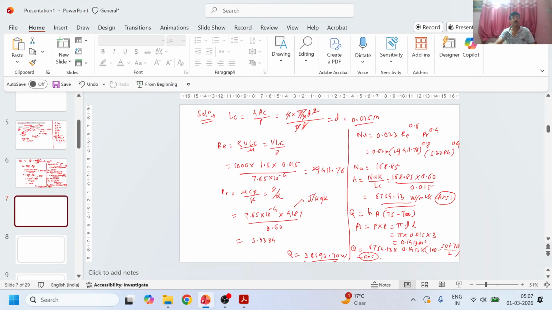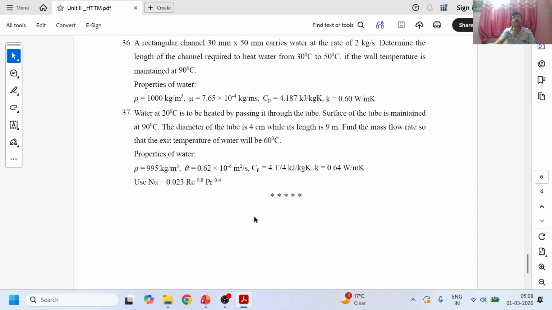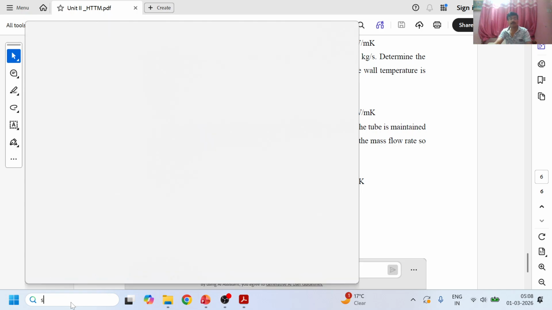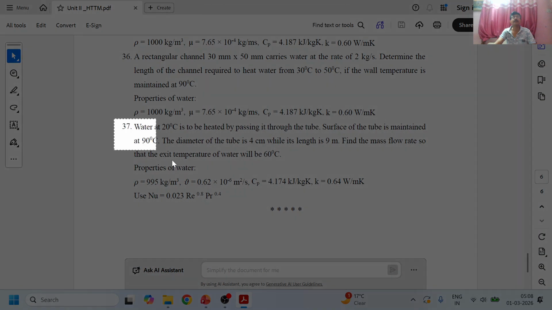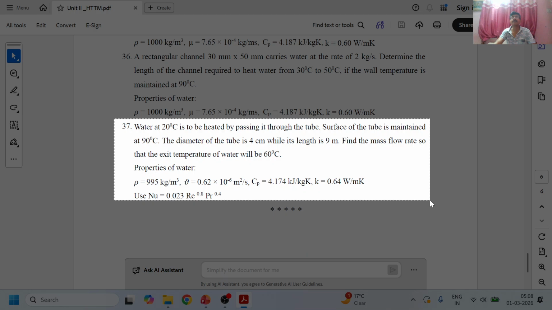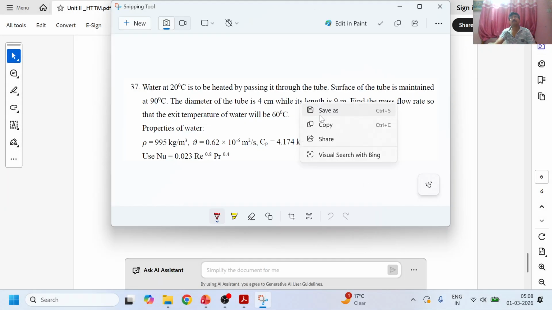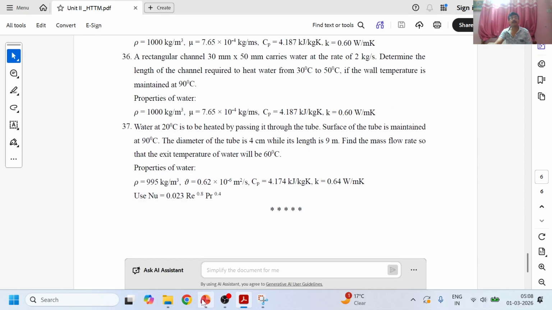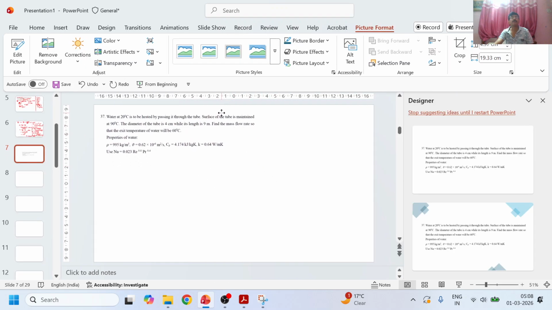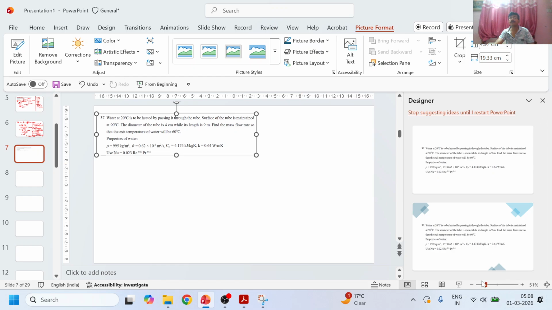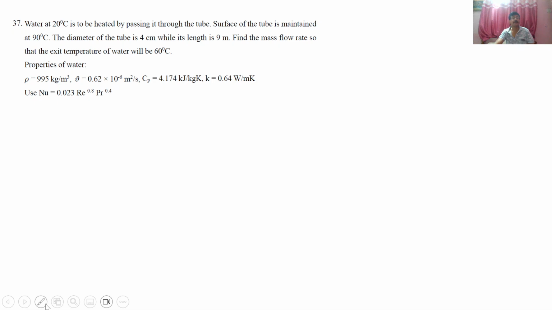Okay. Now we'll go to the next problem. I am taking a photo of it for your reference. This copy, I'm coming back to the PPT and pasting it here for you. Okay, students. Let's begin. Help me to interpret the data for this problem.